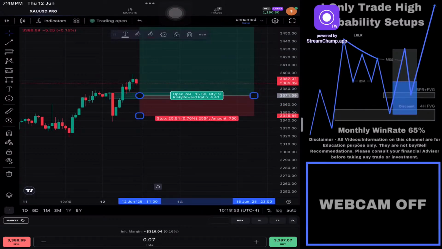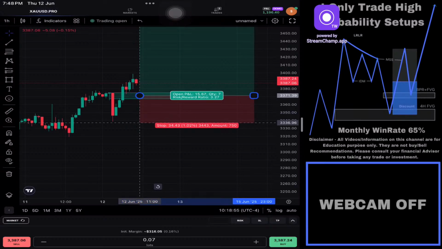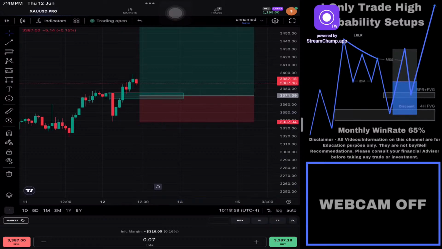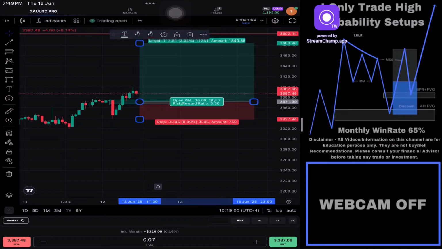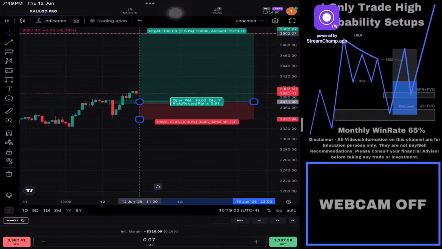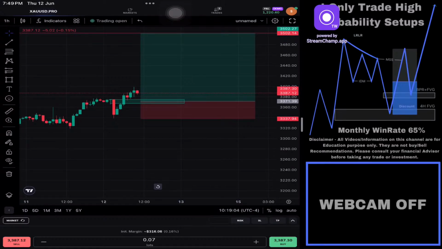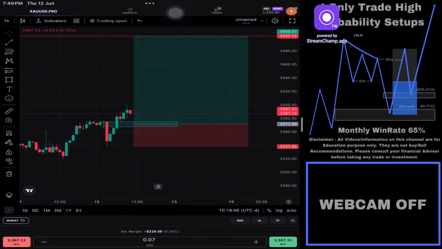But on the 15 minute or 5 minute time frame, we need a displacement setup, like a market structure shift or a tap into a fair value gap.